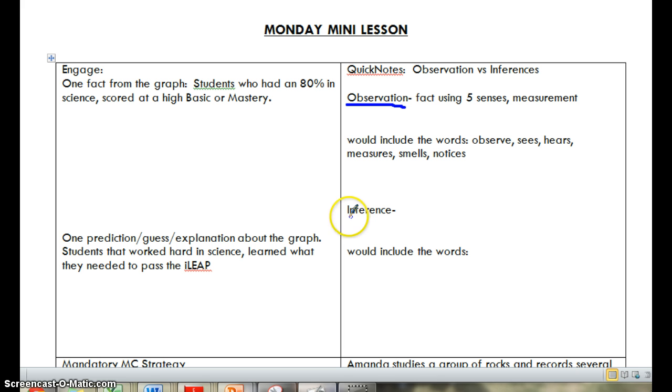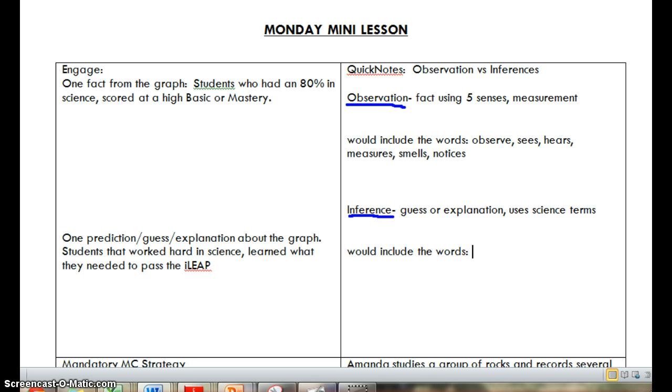An inference, on the other hand, is what a scientist thinks about after they see these things. After they see the observation, what are they going to guess? So that is a guess or explanation, and it uses science terms, usually. That's what scientists think is happening based on their observations.